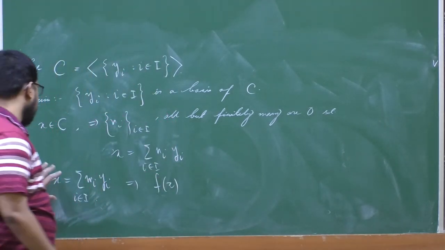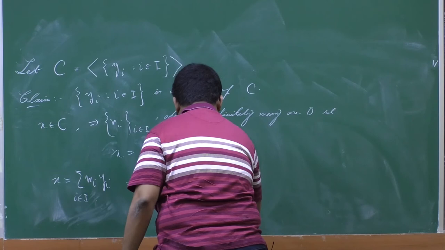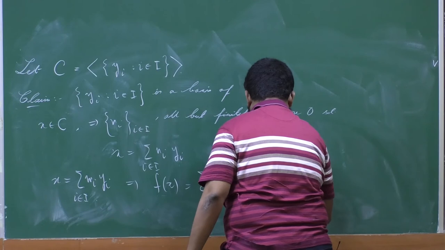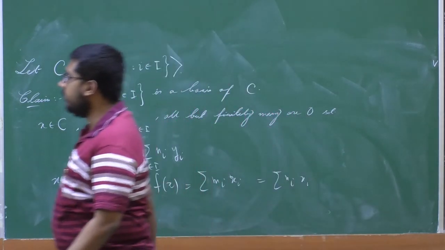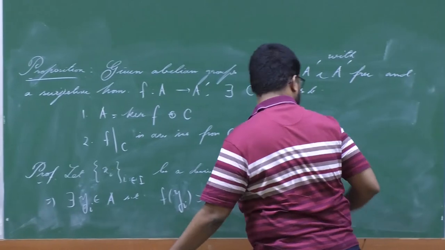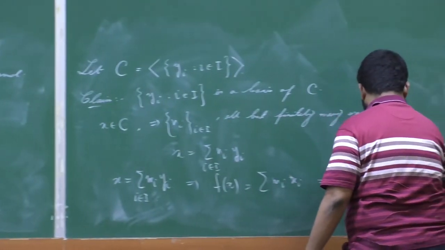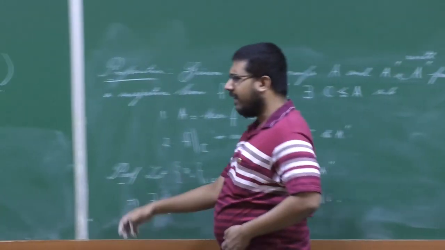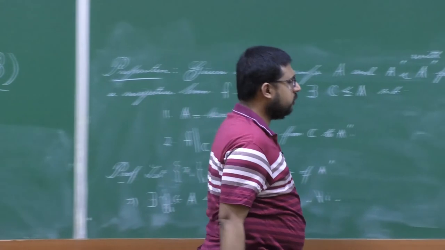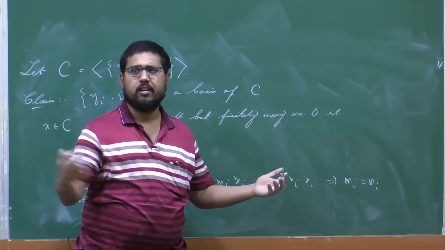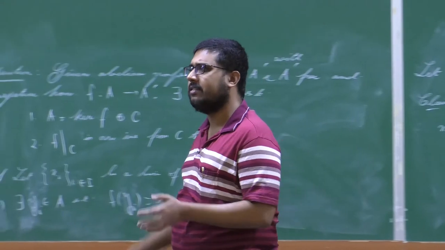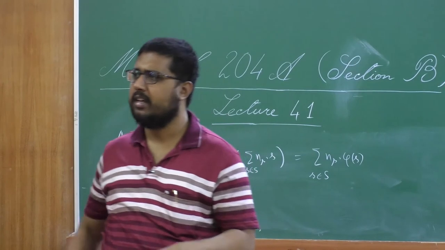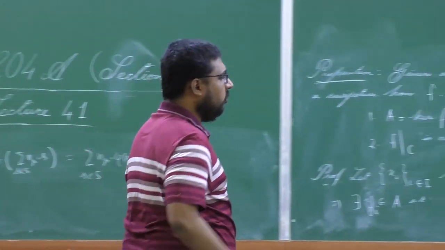So from here, f of x will be, on one hand, the summation of mi xi's, and on the other hand, the summation of ni xi's. Since the xi's are a basis of A prime, that will force each mi to be ni. Okay, that's quite clear. In fact, like a vector space, the uniqueness of expression can be equivalently formulated as: if such a finite sum vanishes, then each coefficient has to vanish. Exactly the same way.